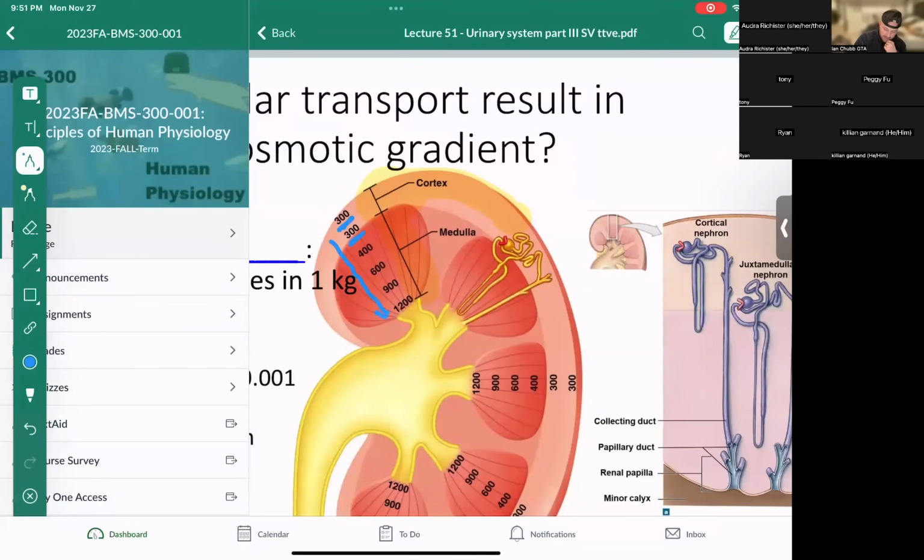As we dip deeper into the kidney, we get all the way up to 1200 millimolars of concentration. And when I say concentration, I like to just think about saltiness. So think that as you get deeper, it gets more salty. When you're up here, it's a little less salty.